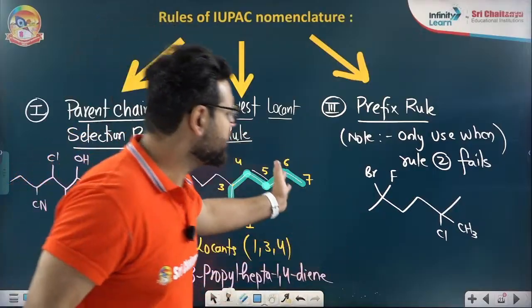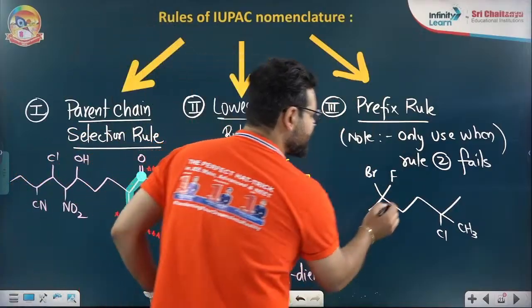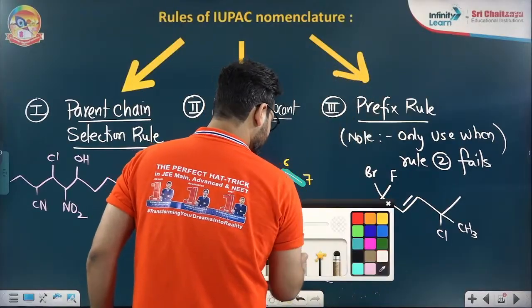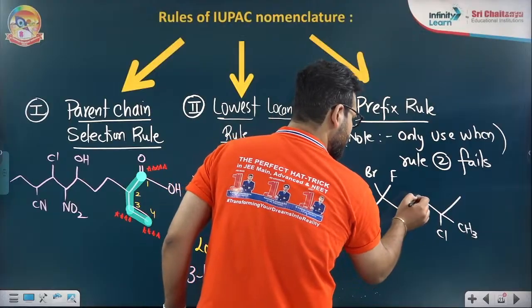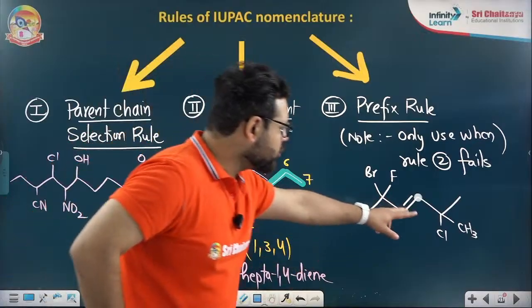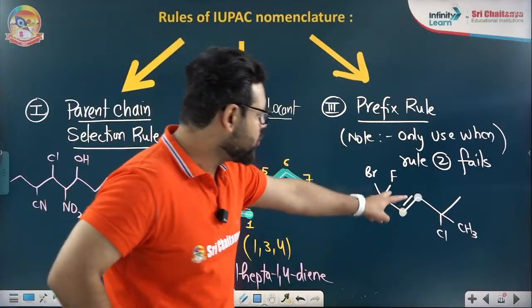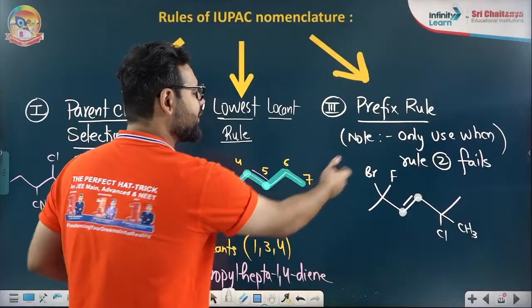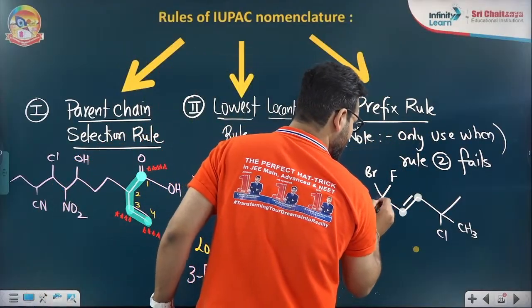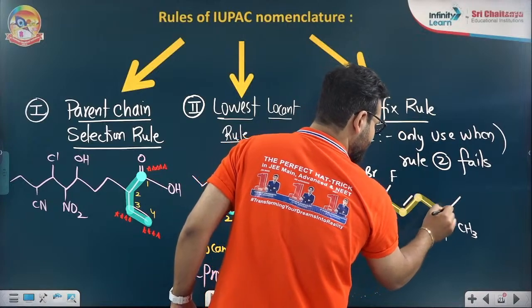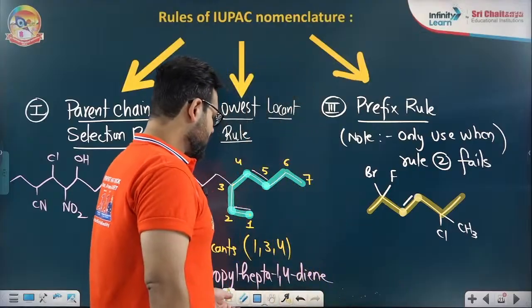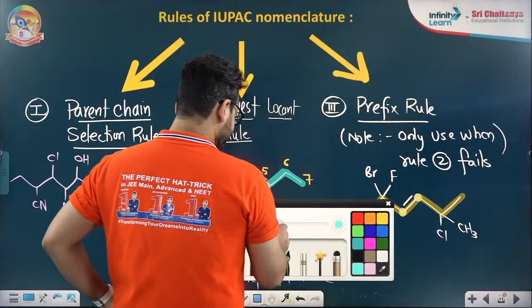Then unsaturation. Let's keep one unsaturation also. So these 2 carbons must be there in the parent chain. Okay, no problem. We'll take you in the parent chain. Taking two of us, select the longest chain. So I'll start from here and there. That is the longest chain, so this is the parent chain. 1, 2, 3, 4, 5, 6. Hexene is the parent chain.